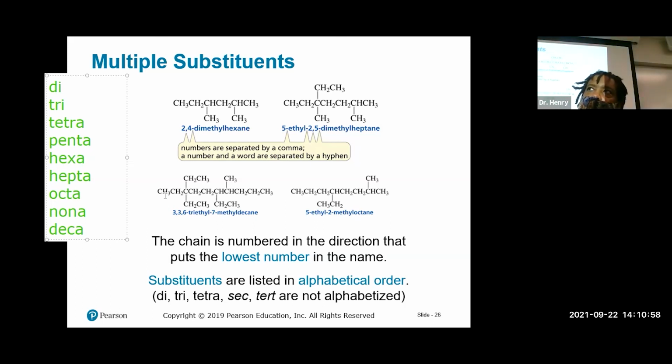Okay, so this guy has the longest carbon chain, 10. So that's our decane. And then we go 1, 2, 3. On the third carbon, we have a 2 carbon chain, ethyl, and then 4, 5, 6. Another ethyl. So in this case, we have 3 ethyls that we're talking about. So it's triethyl. So it'll be 3, 3, 6 triethyl, 7 methyl decane.